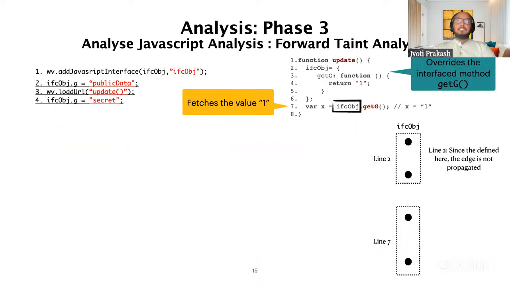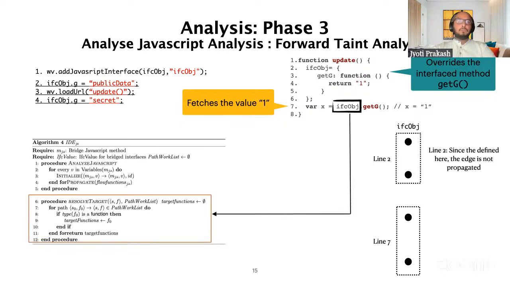Now the last phase is how we have to handle the function where we can override this method. The way we do it is through a forward analysis. Then we do a backward data flow analysis to compute the target of the IFC object, and then use that summary, or reanalyze it depending on the case.